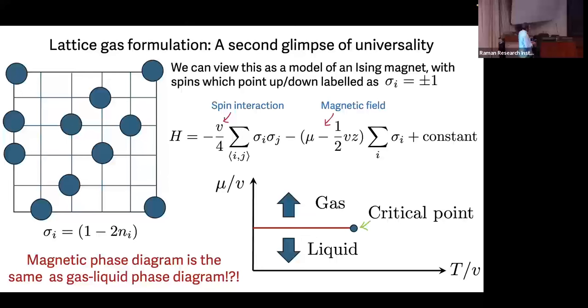A phase where all the spins point up corresponds then to the gas phase, because if n is all 0, or very, very small, it's a very dilute fluid, and then sigma is mostly up, or plus. And so you can associate the up and down regimes of this magnetic model with a gas phase and a liquid phase. Right?